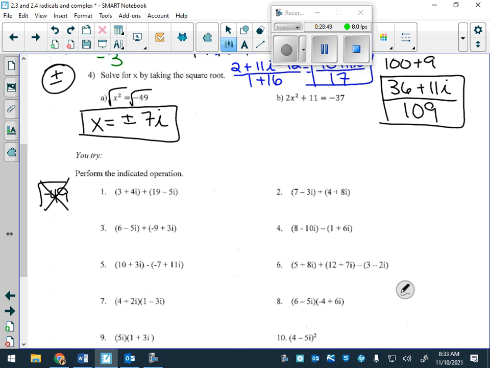Okay? So B, what would you have to do first? Hannah. That's a great guess. Good job. Okay. 2x squared equals, when we subtract 11, what do we get? Negative 37 minus 11. Good. Okay. Then what do you have to do, Everett? Thank you for saying that. Divide both sides by 2. Okay. So we have x squared equals what? Negative 24. Okay. Now what? Everett.